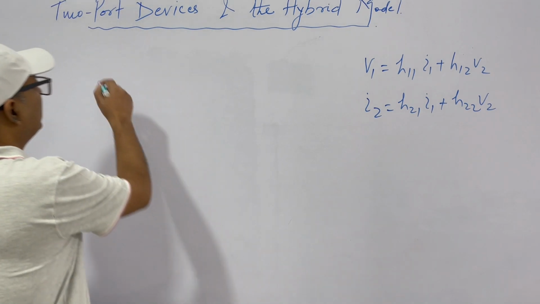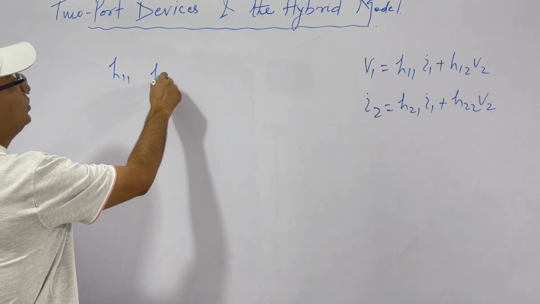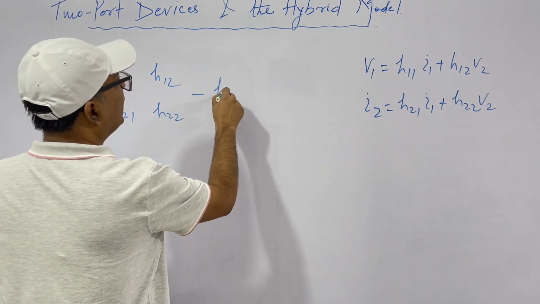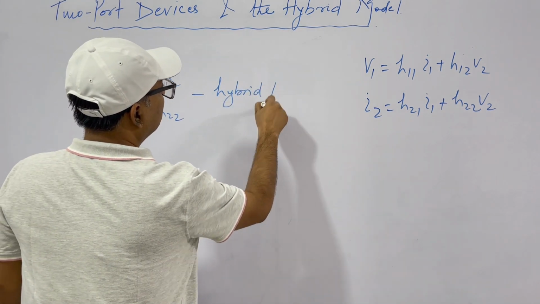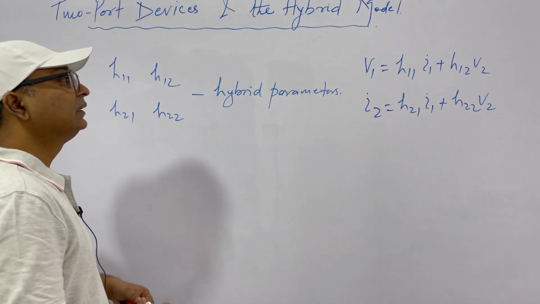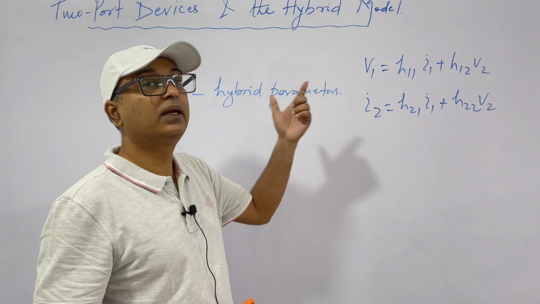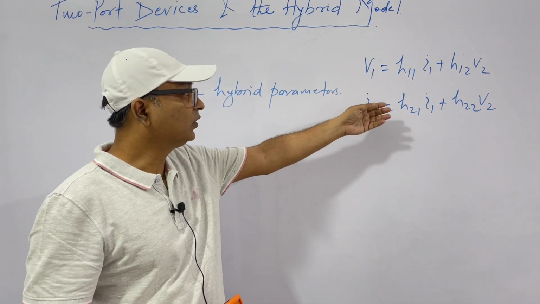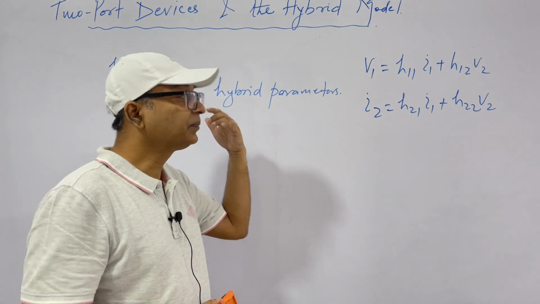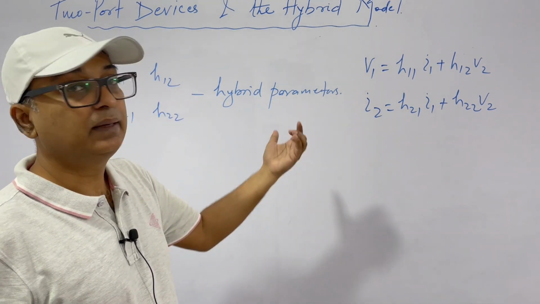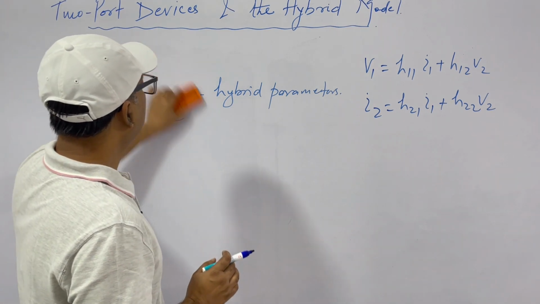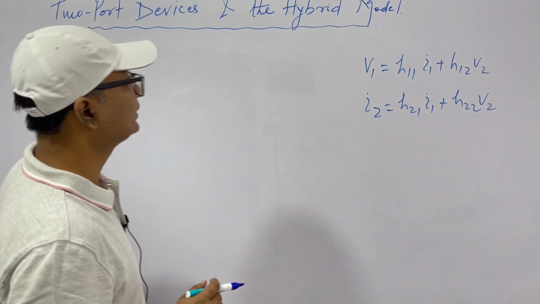What are these? H11, H12, H21 and H22. These are called hybrid parameters. Why hybrid? Because they are not of similar type. One of the parameters is a resistance, one of the parameters is a conductance, others are just dimensionless ratios. Therefore, this is called hybrid. Clear? Now we will define what these hybrid parameters are.